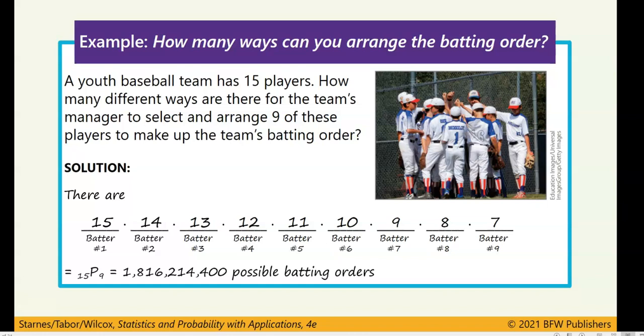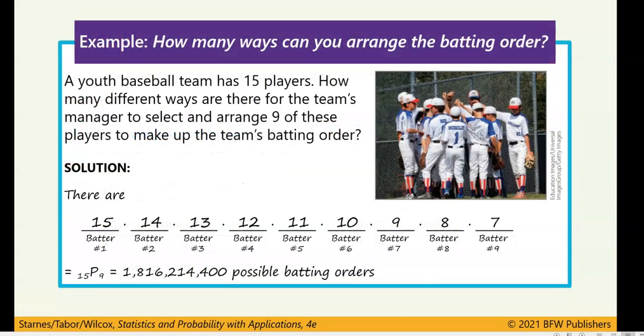That's all the different batting orders. And that is how you could solve it. You could use the counting principle essentially and just put out the 9 options there, the 9 different batting orders in 15 times 14. It's not the full factorial, it just goes down to 7.